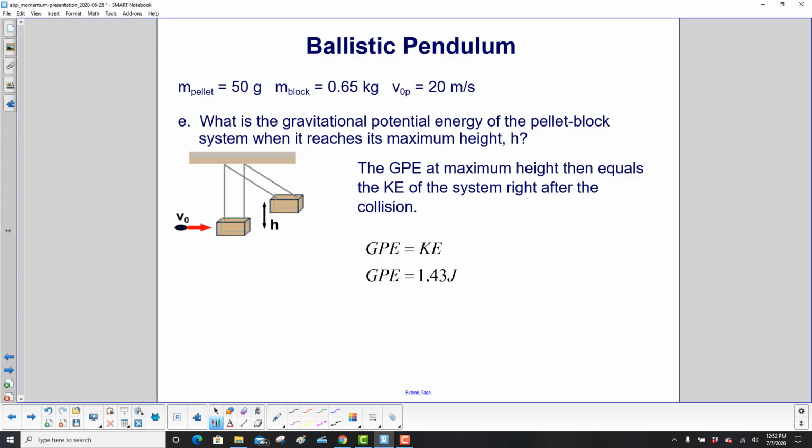Don't even have to do any math here, okay? Because the GPE at the maximum height is equal to the KE of the system at the bottom, right after the collision. So GPE is KE. Gravitational potential energy is 1.43 joules.